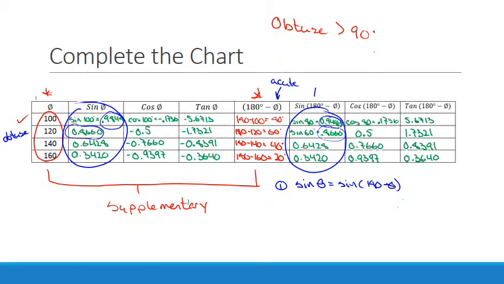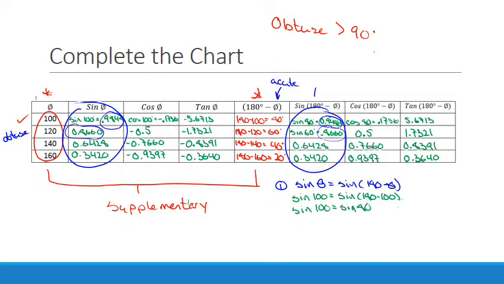So sine of theta will be equal to sine of 180 minus theta. So if I write that out, if I said sine 100, it's going to be equal then to the sine of 180 minus 100, which ends up being 80. So sine 100 is equal to sine 80, and we've got proof of that in that first row in our column. So that's the first thing to take away. And to be honest, that's the main thing I want you to take away from this. But there are a couple other things.